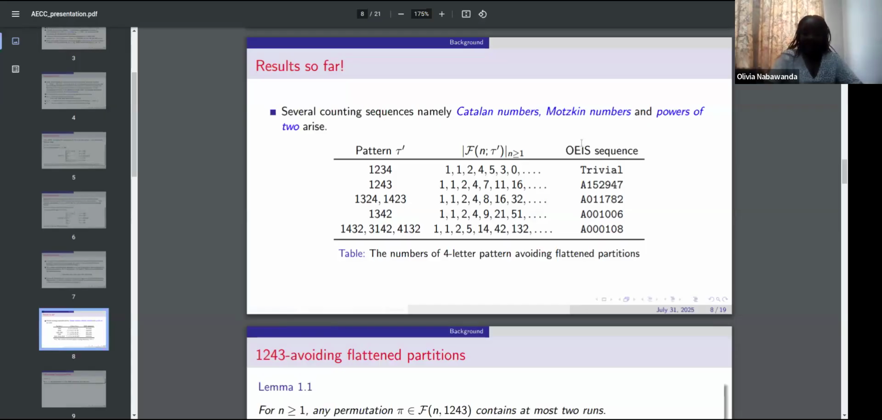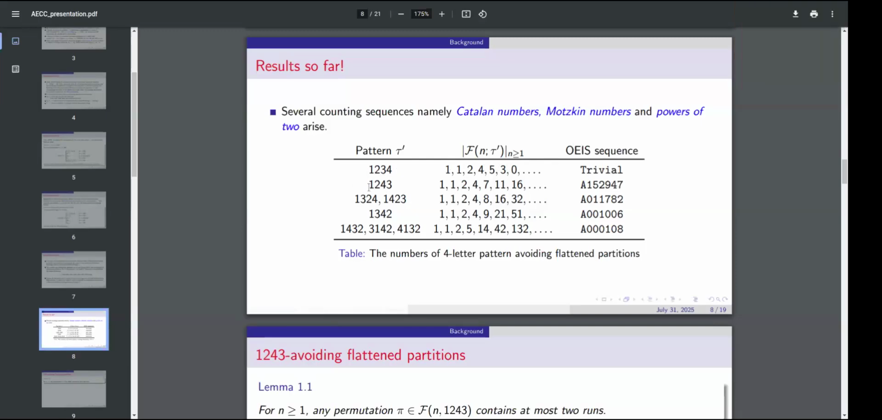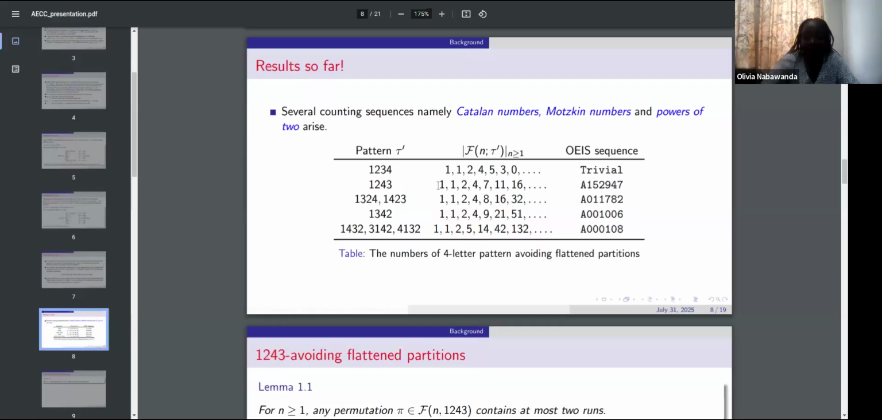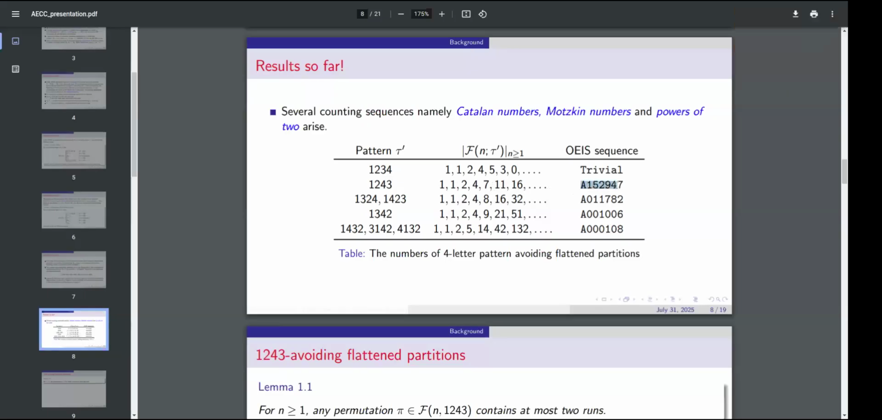So I was on this table for the sequences that we were able to obtain for each of the patterns of length 4. I'd finished looking at 1, 2, 3, 4, which was a trivial sequence. And then for 1, 2, 4, 3, we had this sequence 1, 1, 2, 4, 7, 11, 16. And I was saying that by the time we got this on the OEIS.